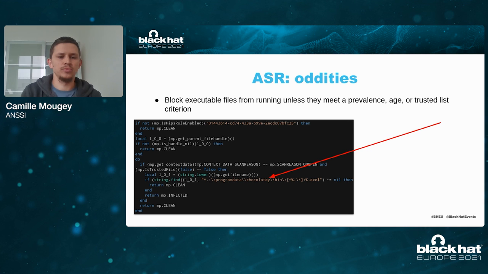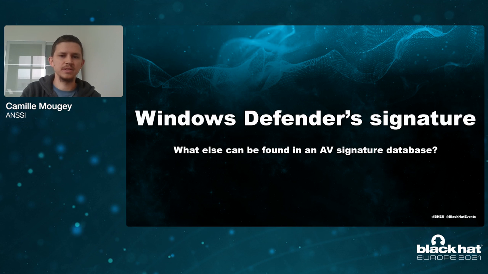And the last one: block executable files from running unless they meet a prevalence, age, or trusted list criterion. Actually, there is an exclusion if you install software using Chocolatey, which is implemented in this rule.